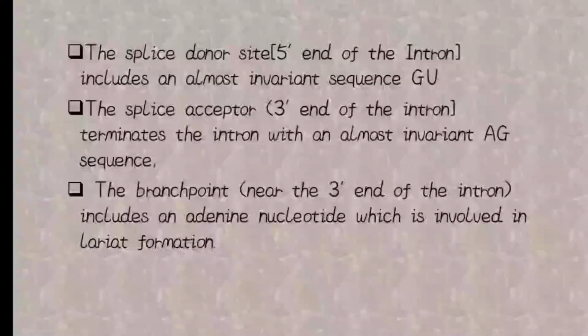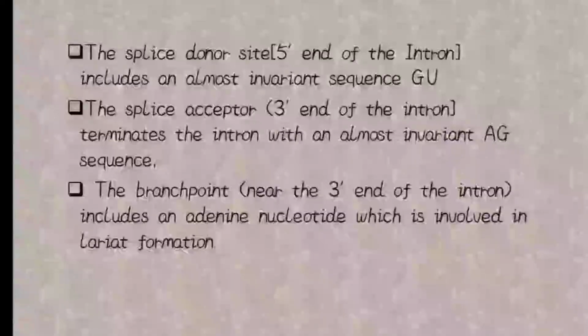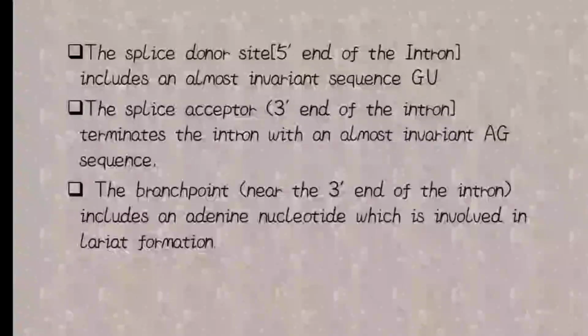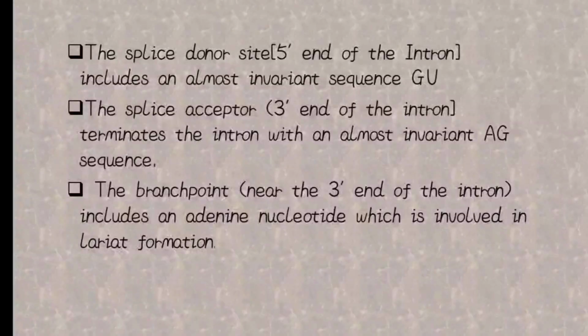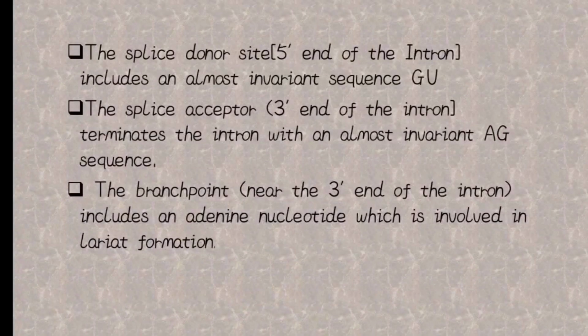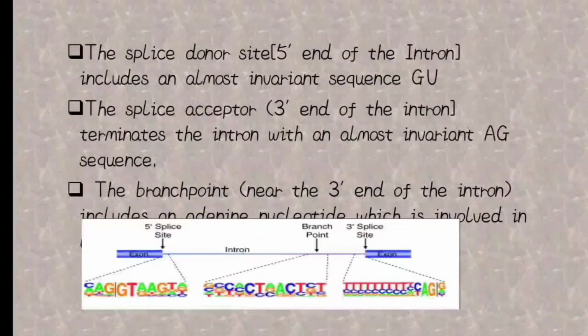The splice donor site at the 5' end of the intron includes an almost invariant sequence GU. The splice acceptor at the 3' end of the intron terminates the intron with an almost invariant AG sequence. The branch point near the 3' end of the intron includes an adenine nucleotide which is involved in lariat formation.